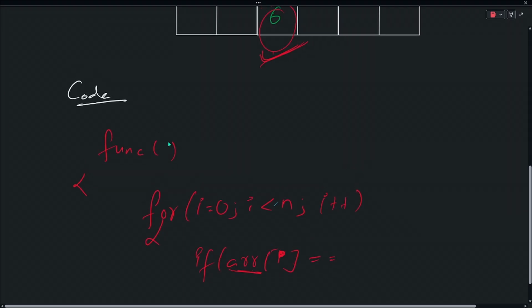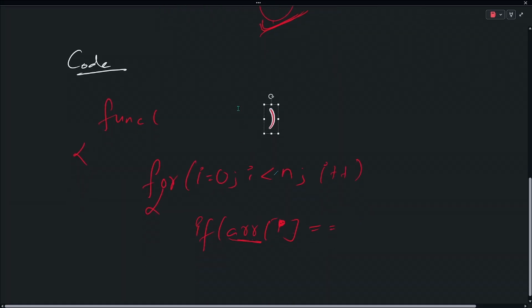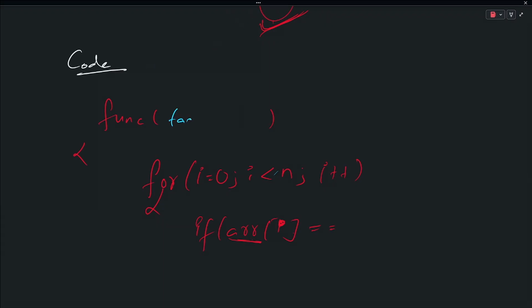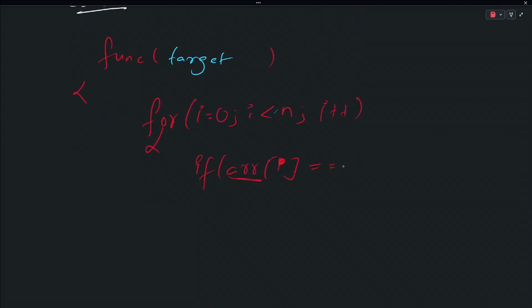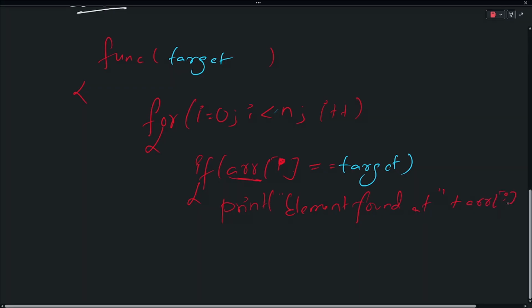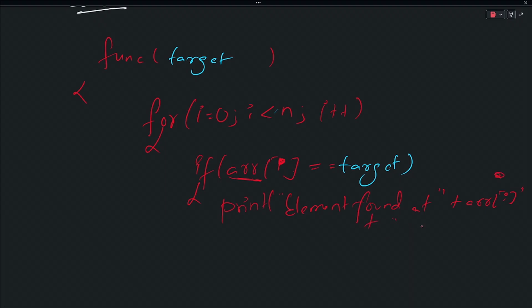So in our function parameter, we'll have to give in something, right? Like you call a function and then say, this is the target that you have to figure out. So I'm going to pass a target parameter. And if it's equal to the target, that means that you'll have to break the loop. You can maybe print element found at, maybe you can add array of i position, plus at, and then say position i.